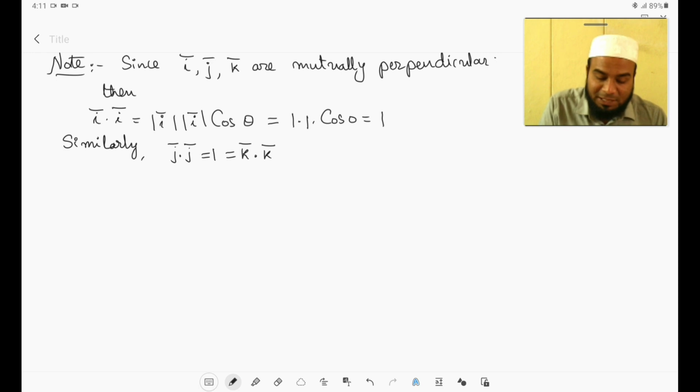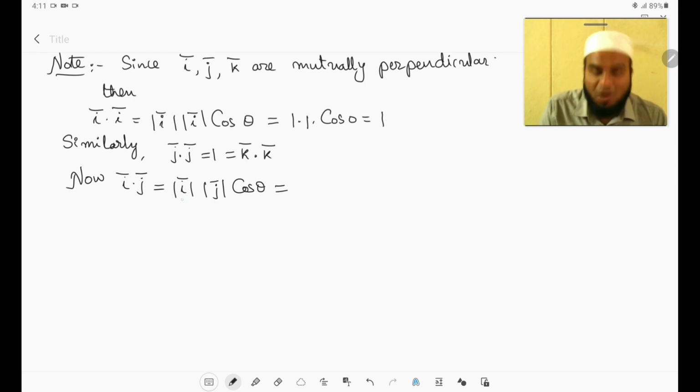Now let us consider i bar dot j bar. i bar dot j bar is mod i bar into mod j bar into cos theta, where theta is the angle between i bar and j bar. Because i bar is a unit vector, mod i bar is 1, into mod j bar. Again, j bar is a unit vector, so mod j bar is also 1.